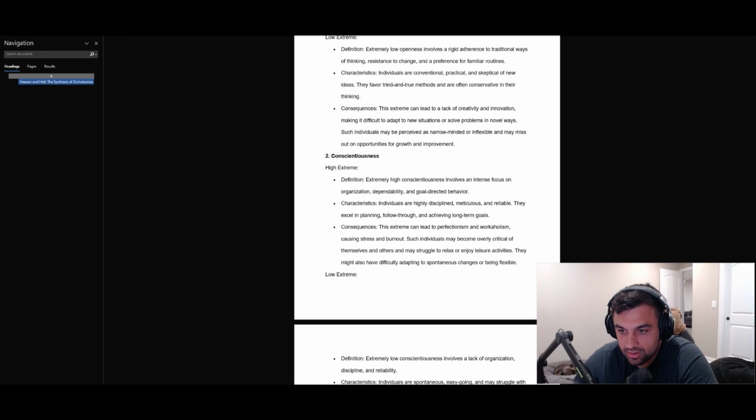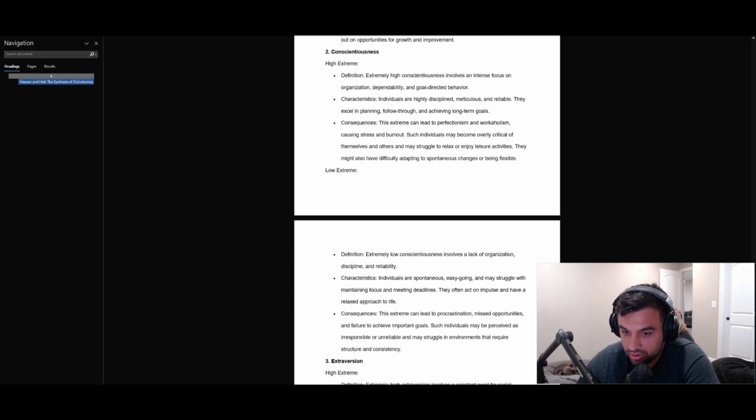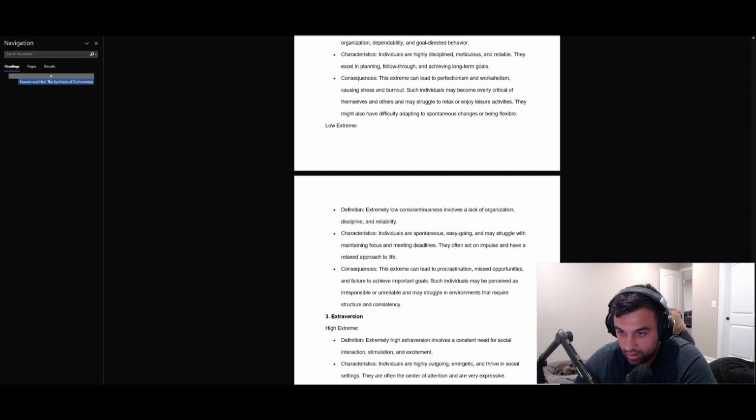And extremely high conscientiousness involves a focus on organization. Okay, so we went over all this, and the consequences are obviously not good, so you don't want to be extremely conscientious. On the low end, you involve lack of organization, discipline, and reliability. Individuals are spontaneous and easygoing and may struggle maintaining focus and meeting deadlines. They often act on impulses and have a relaxed approach to life. This extreme can lead to procrastination, missed opportunities, and failure to achieve important goals. Such individuals may be perceived as irresponsible or unreliable and struggle in environments requiring structure and consistency.